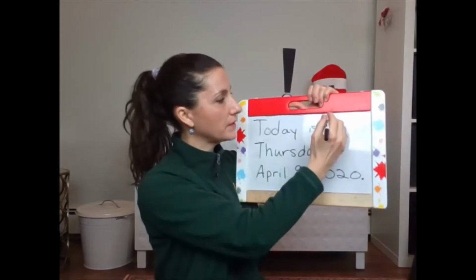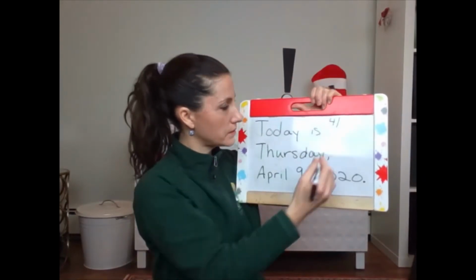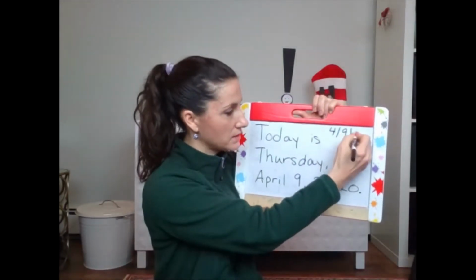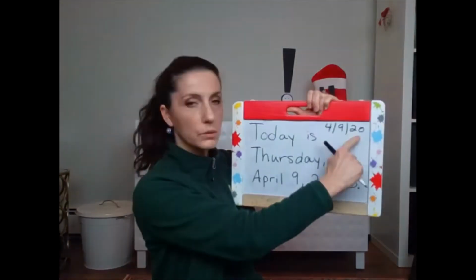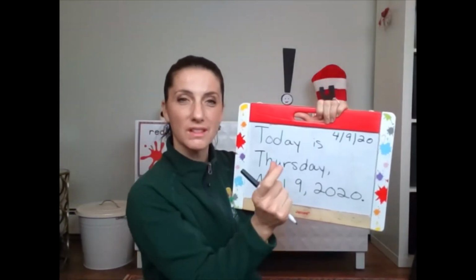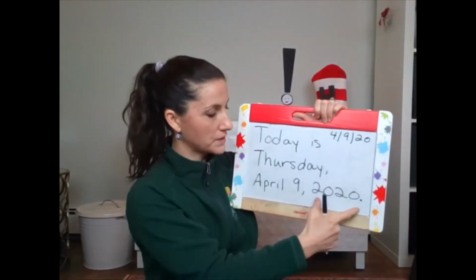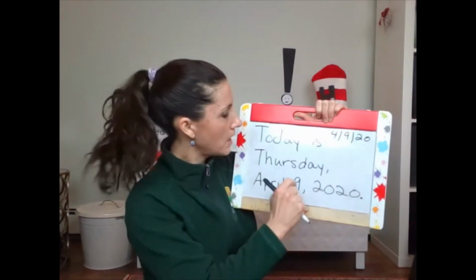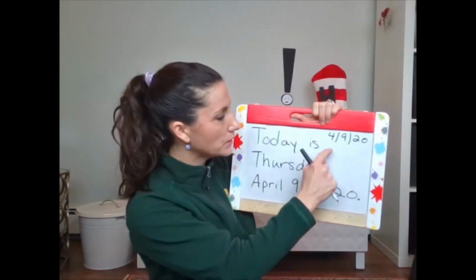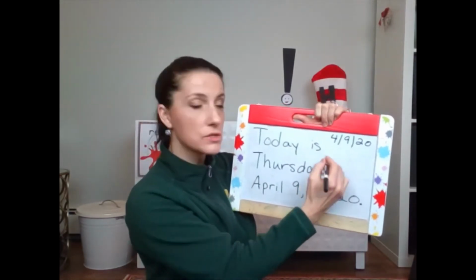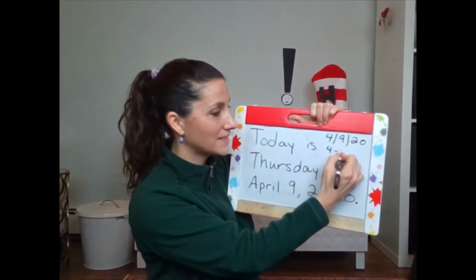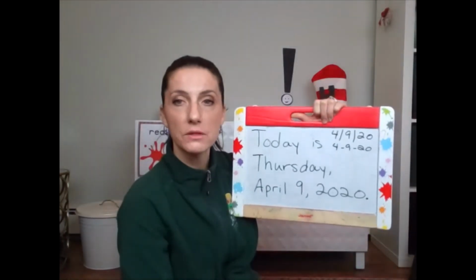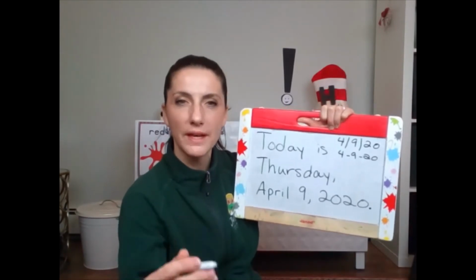So the month is 4 slash the number day is 9 slash 20. Now here we can just write the short form, which is just the last 2 digits of the 4-digit year. Digit means number, by the way. Digit could also be your finger. Now you can also write, instead of slashes, dashes: 4-9-20. It's just preference. Preference means what you prefer or what you like better.